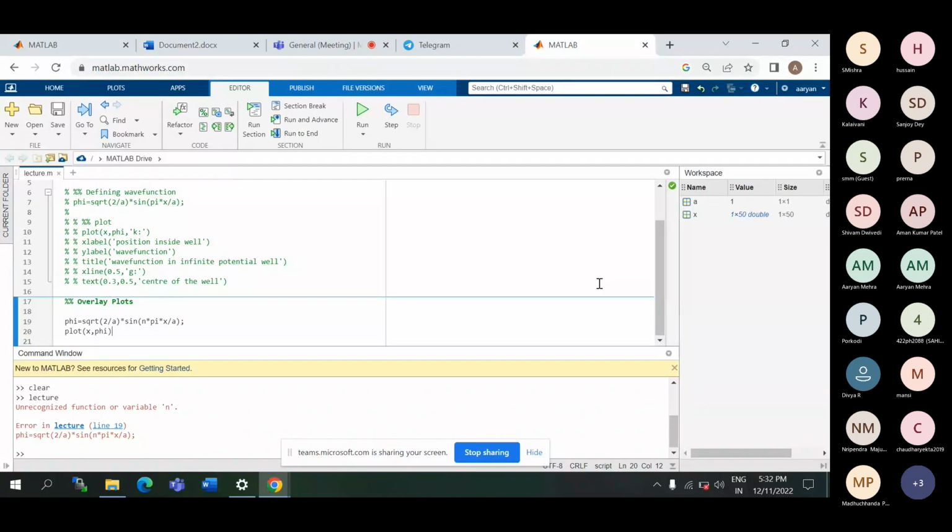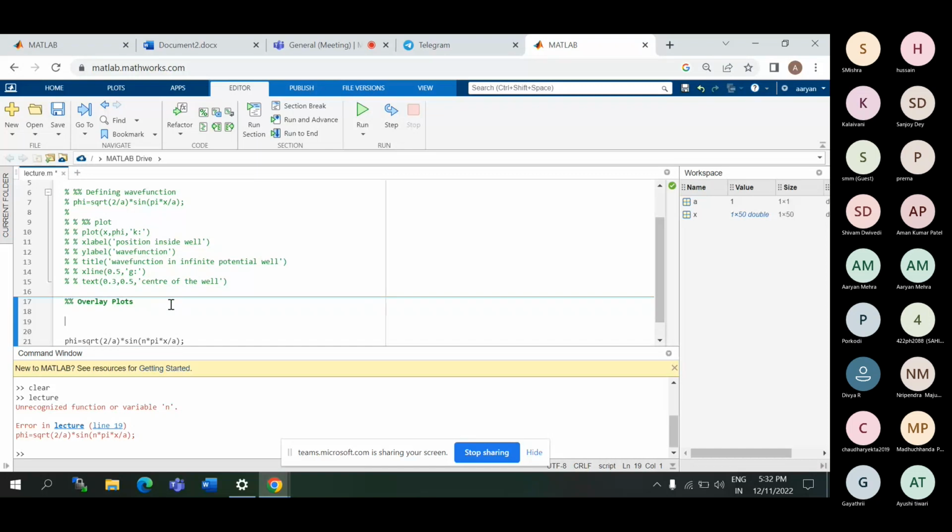Okay. So now let's move to the next step, which is overlay plot. Now we have to define n, because without defining n, you can't plot. So we want to define multiple n's. What we actually want is for our MATLAB to plot the graph for n equals 1, then for n equals 2, then n equals 3, then 4, and then 5. This is what we want to do, right?